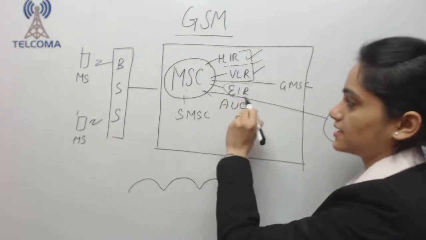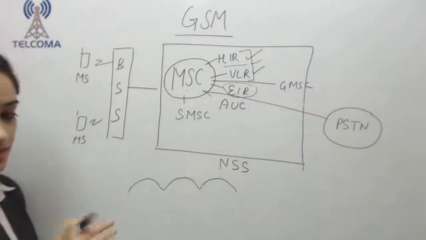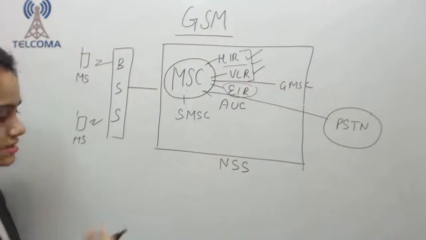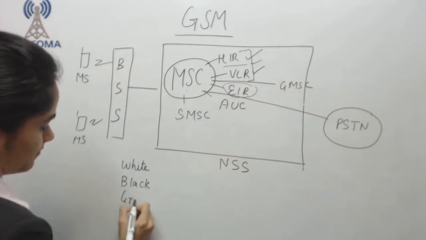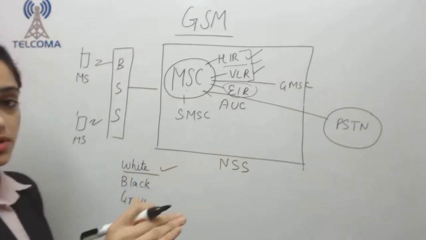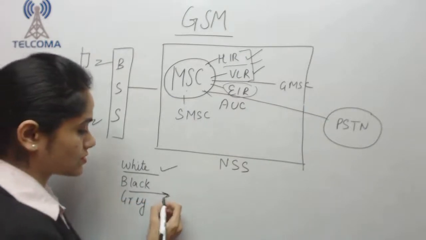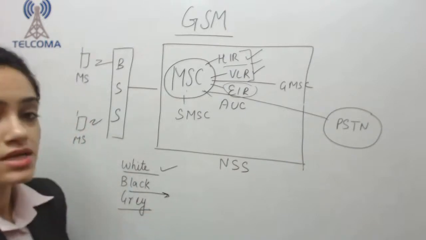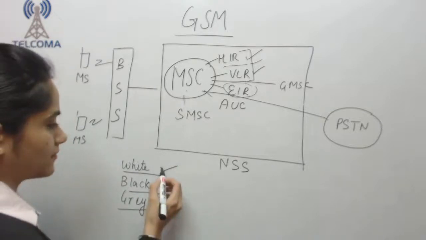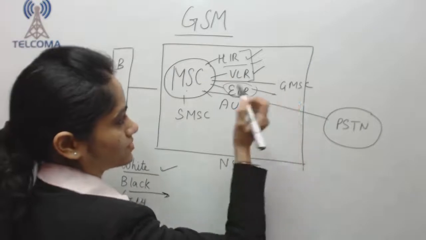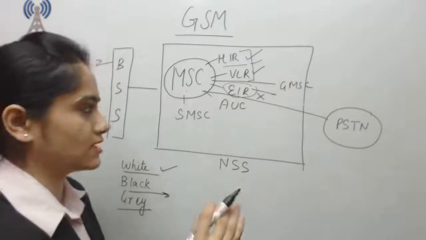Now let's move to the EIR, the Equipment Identity Register. In the EIR we have three lists: white, black, and gray. The whitelist has all the normal users. The blacklist has the blacklisted users, for which there will be no processing of the call, and the gray list is for service-denied users. For example, incoming calls are blocked or outgoing calls are blocked. So if you are a white user, it will pass you. If you are on the blacklist, it will block you. If you are on the gray list, it will check the service and accordingly pass you.